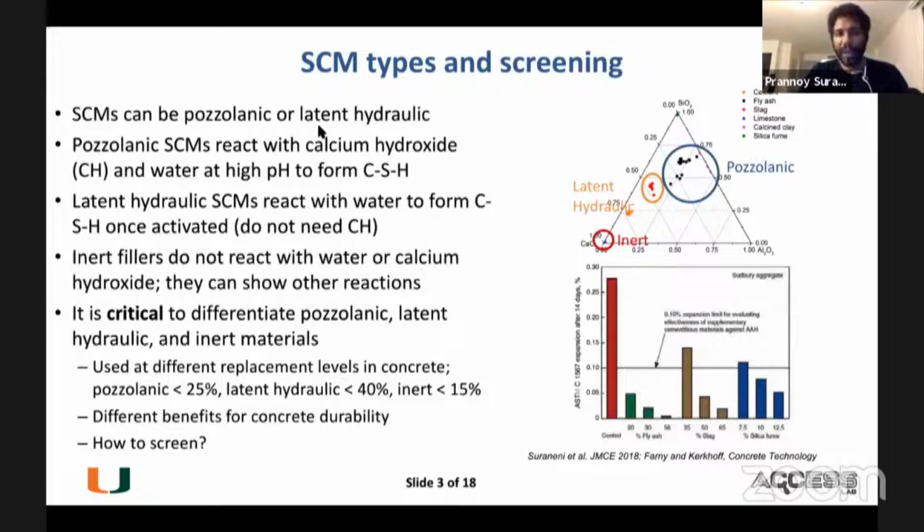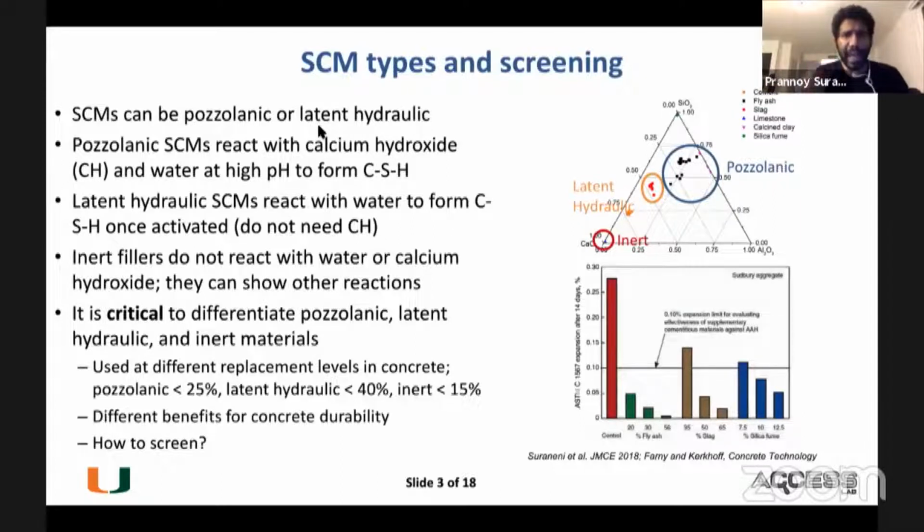Differently from pozzolanic and latent hydraulic SCMs, inert fillers are materials which do not react with water or with calcium hydroxide. They can show other reactions which are a bit out of the scope of this presentation. I won't discuss them, but limestone is a very good example for an inert filler.